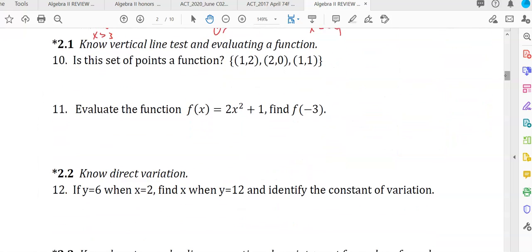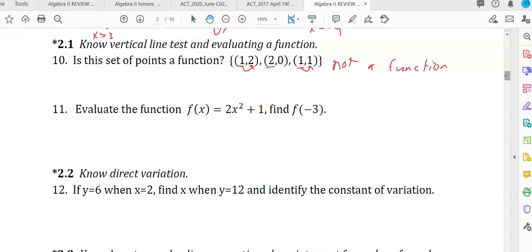Vertical line test, evaluating a function. So is this a function? All the x's are not unique, right? This x of 1 has an outcome of 2. This x of 1 has an output of 1. This is not a function because each unique x value needs a partner. You have one input, one output when you have a function.